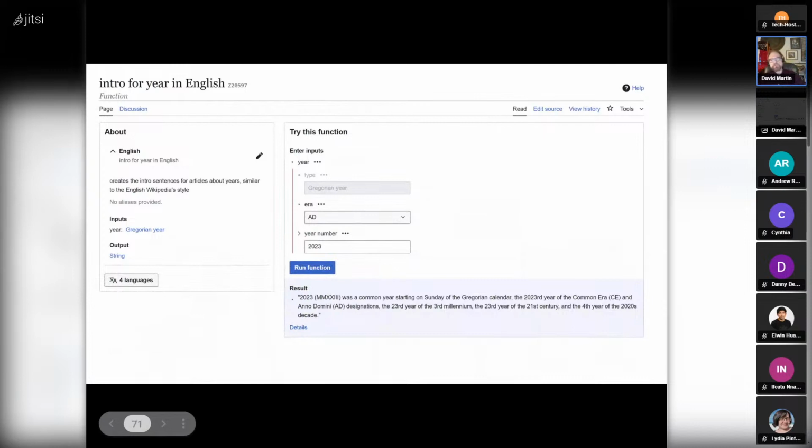Now, here's a function that goes a little further in generating a full sentence. This function generates the templated first sentence of an English Wikipedia article for a given year. In this case, for the year 2023 AD, it generates this sentence, which is already the type of sentence that's currently used on English Wikipedia, and it calls on other wiki functions to do some of the calculations and to formulate this Roman numeral and so forth.